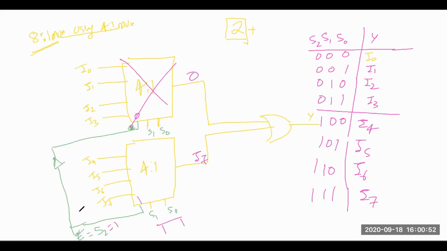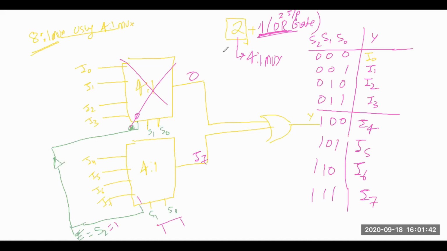So the thing is, if you want to implement 8 is to 1 multiplexer, or this type of multiplexer conversion, if I talk about 8 is to 1 multiplexer, if you want to design with 4 is to 1 multiplexer, you need two 4 is to 1 multiplexers and one OR gate, that is one 2 input OR gate. This is one way of designing 8 is to 1 multiplexer using 4 is to 1 multiplexer.